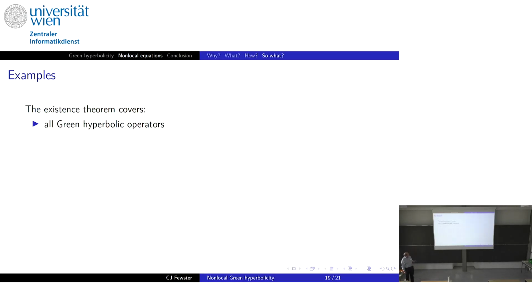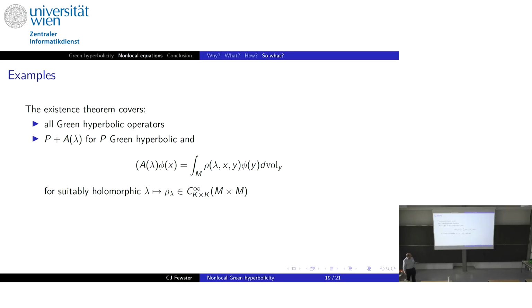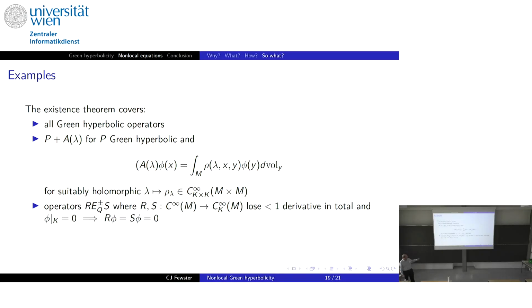So examples then: all Green hyperbolic operators immediately fall into this setting. The only advantage there is we control the topology in which you have holomorphicity, so there's a small amount extra even in that case. We can now add on some integral kernels when our kernel is sufficiently holomorphic, and we can deal with operators of this form where, let's suppose, this is the Green operator of something second order normally hyperbolic, so it improves by one order. Provided that R and S between them lose less than 1, then overall you're improving. And so you can do this.